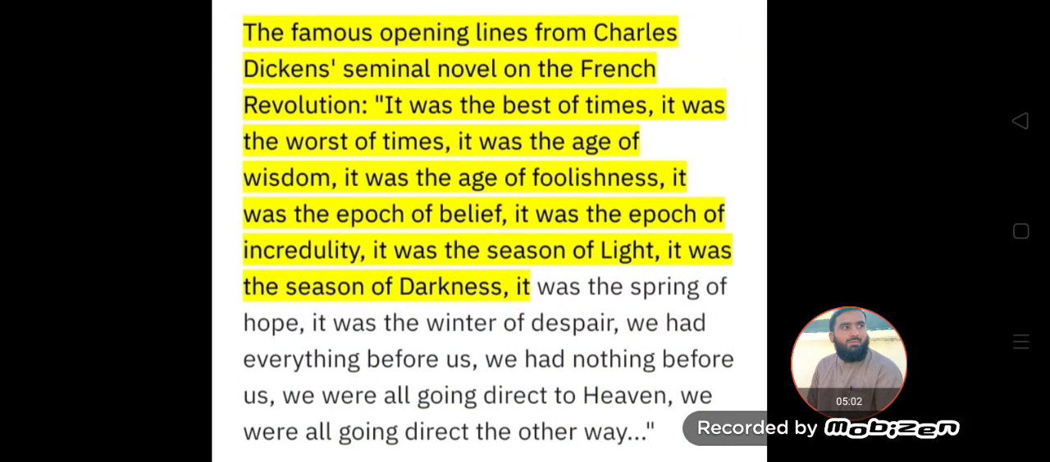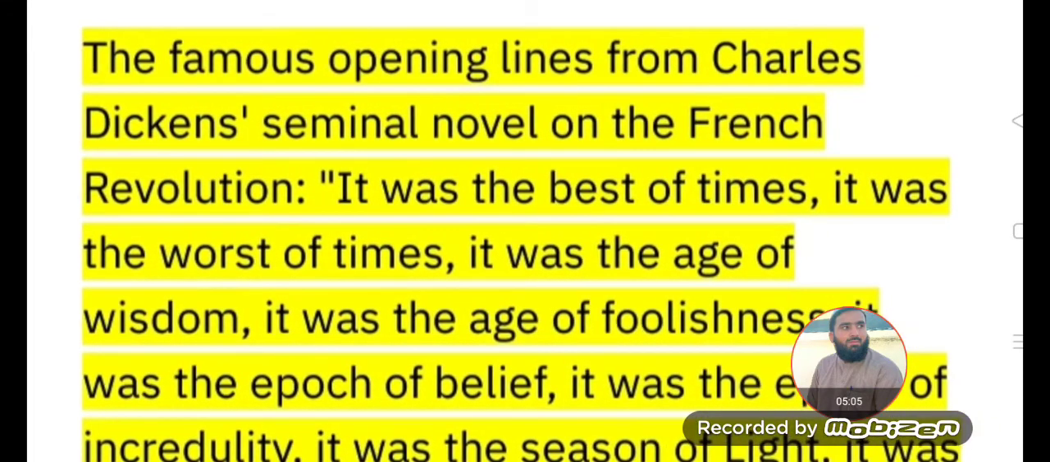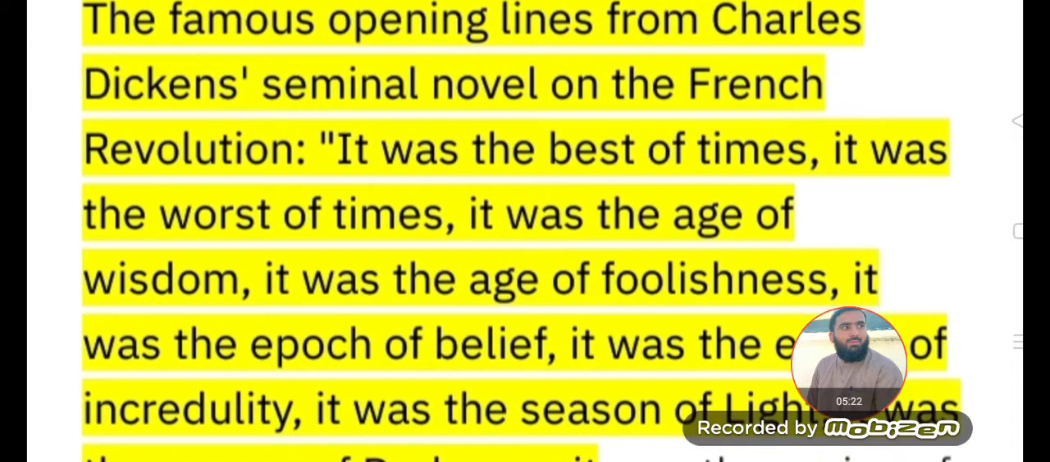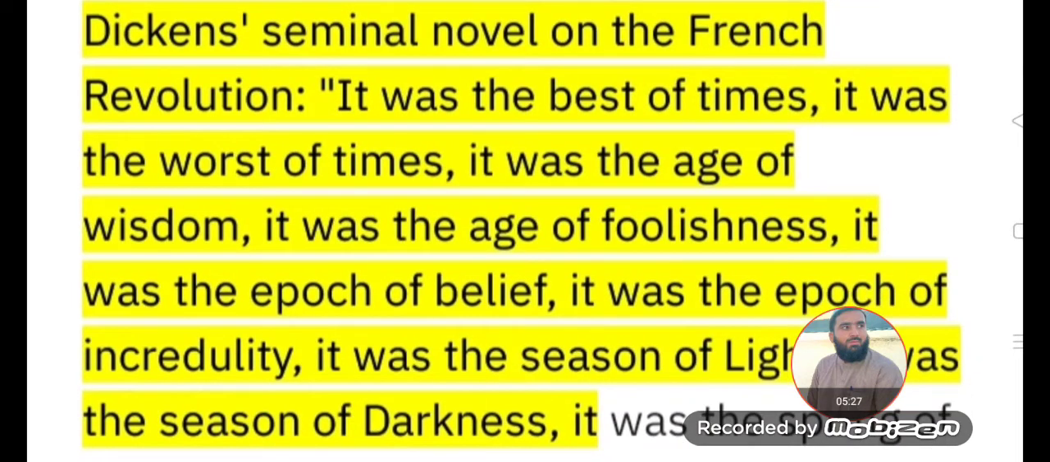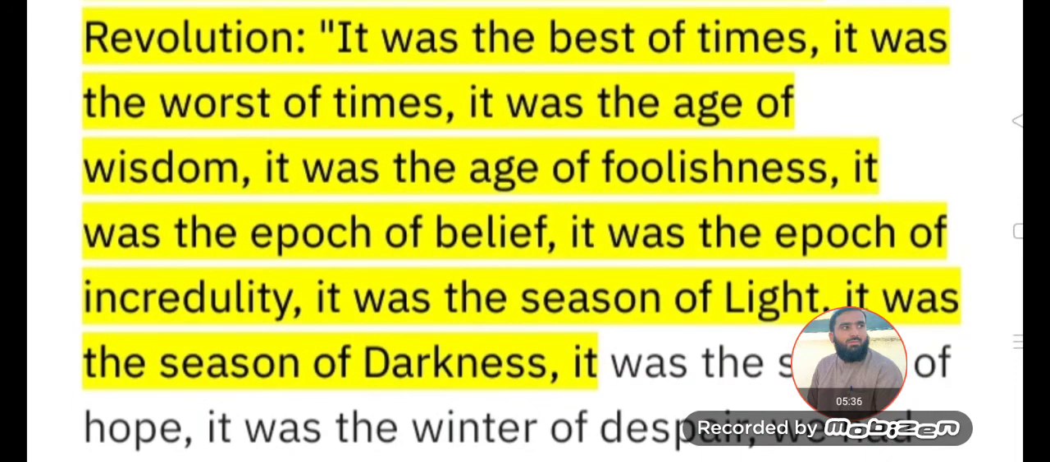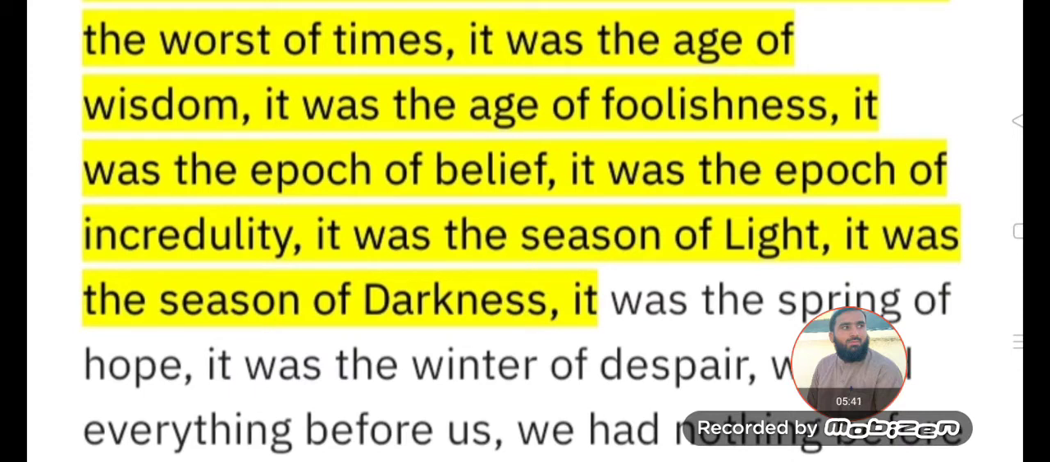Dear students, now we are taking examples from a very famous novel, Charles Dickens' A Tale of Two Cities. The opening lines of this novel are very famous. These are perfect examples of parallelism. Let's read. It was the best of times, it was the worst of times. It was the age of wisdom, it was the age of foolishness. It was the epoch of belief, it was the epoch of incredulity.